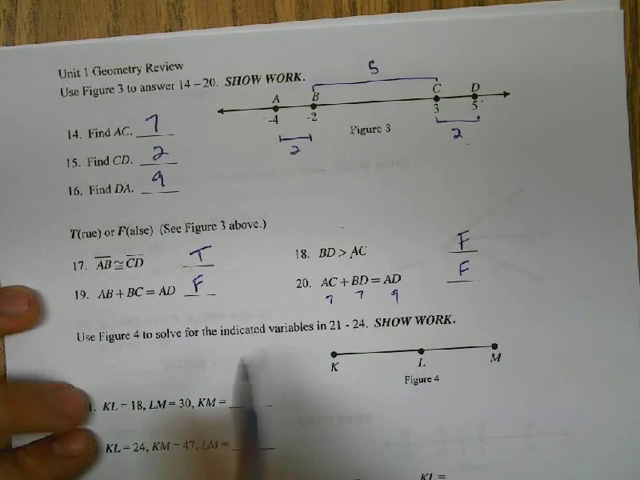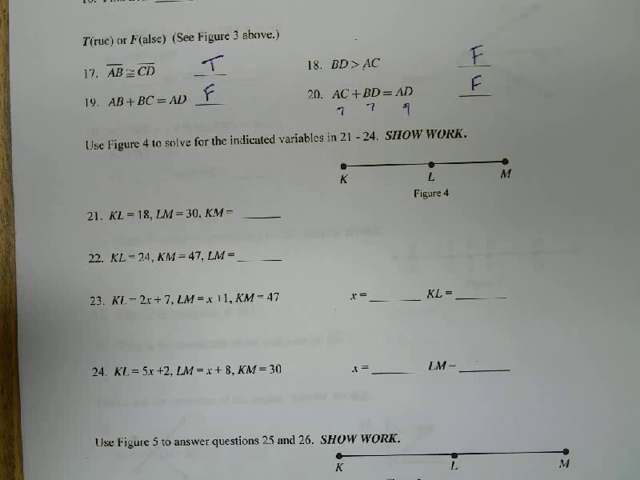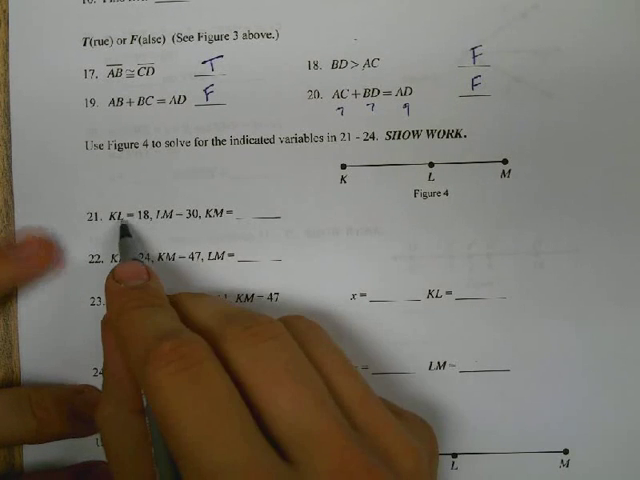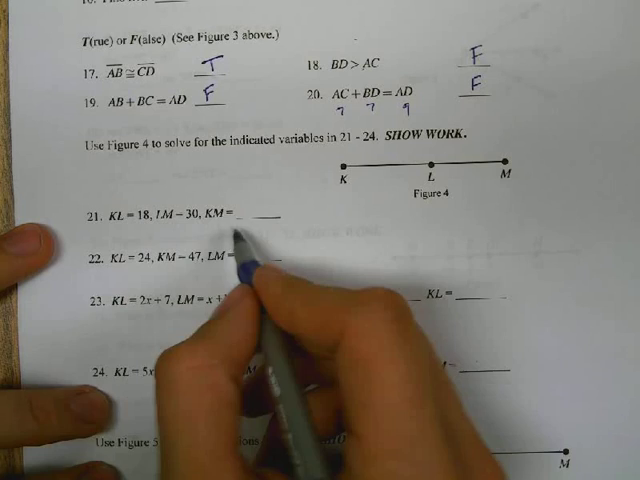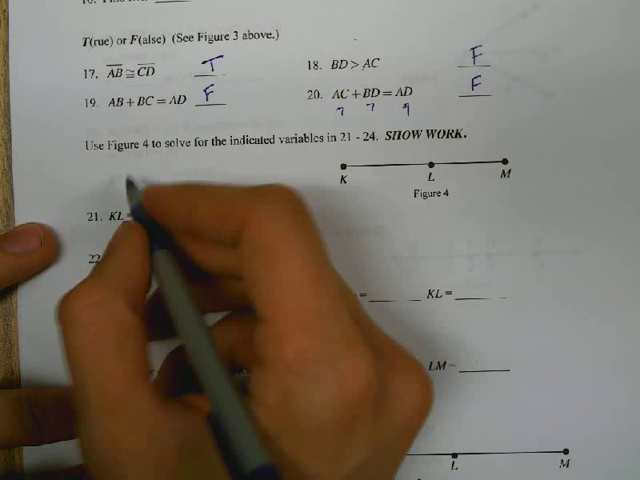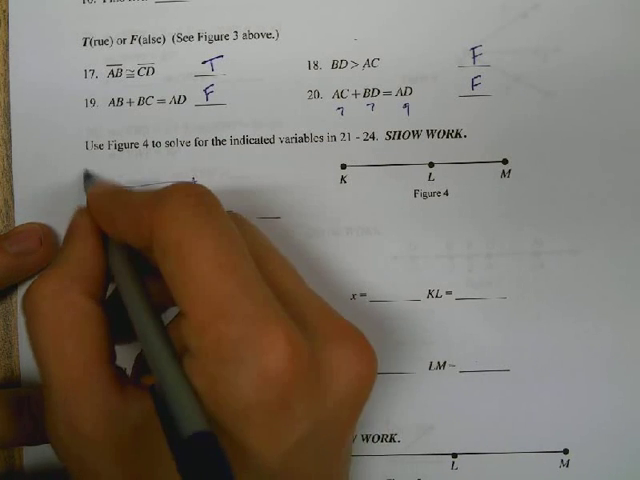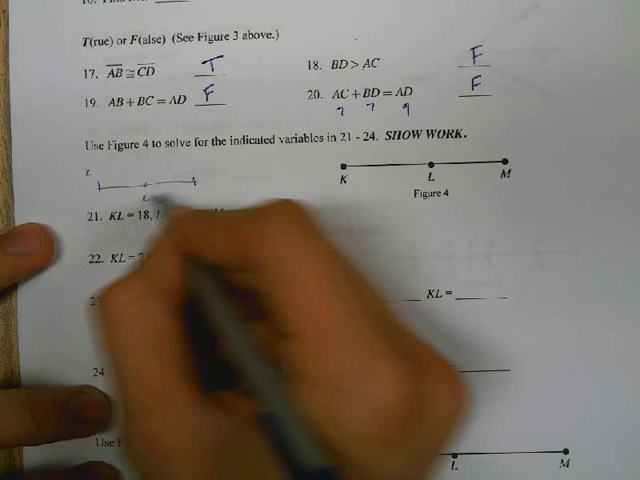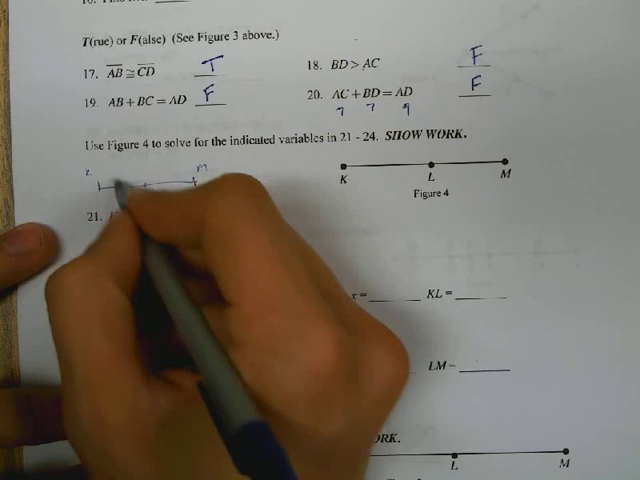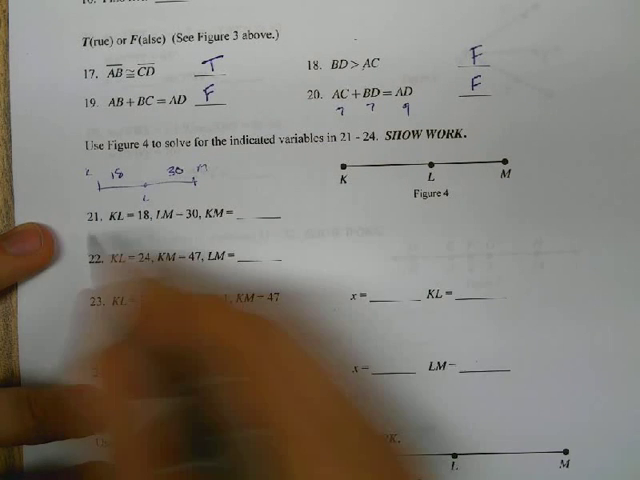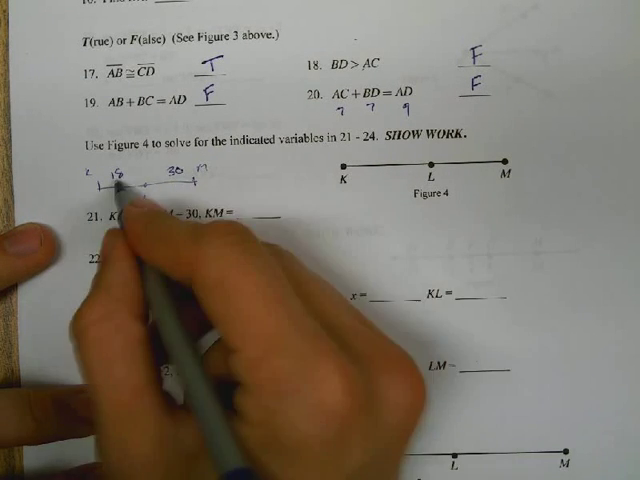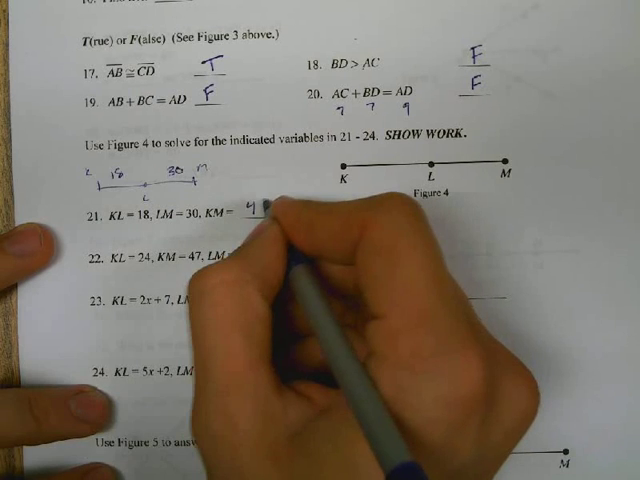Now this one, you've got one figure, several different pictures, several different pieces you're going to use it for. It says KL is equal to 18 and LM is equal to 30. What I'm going to do is just draw it up here. I've got KL and then LM. So I've got 18 and 30, and when you draw the picture out, it's much more apparent that you're just adding those two together. So this one's going to be 48.